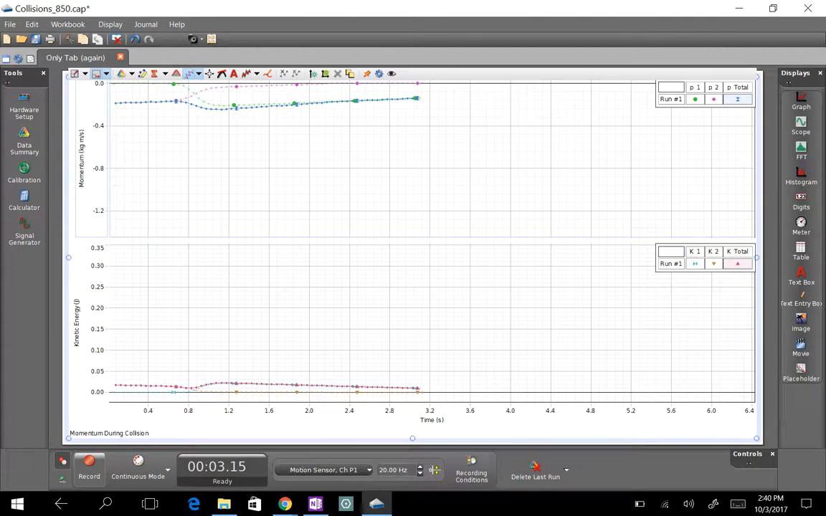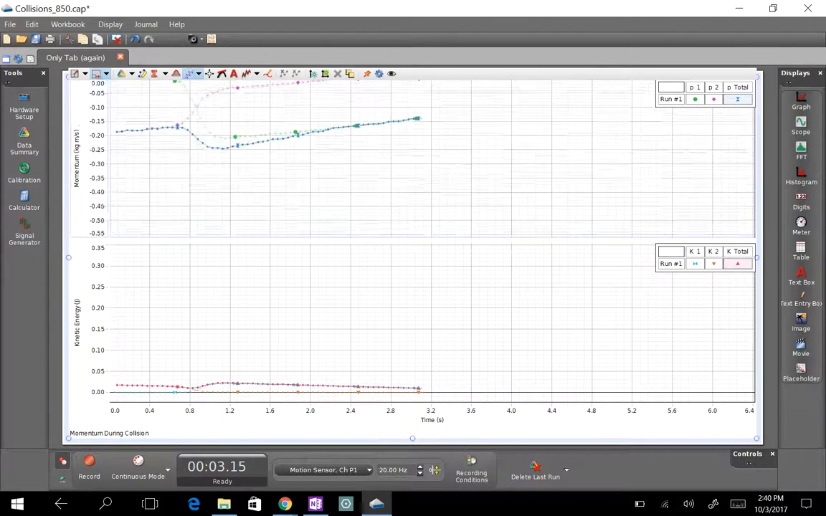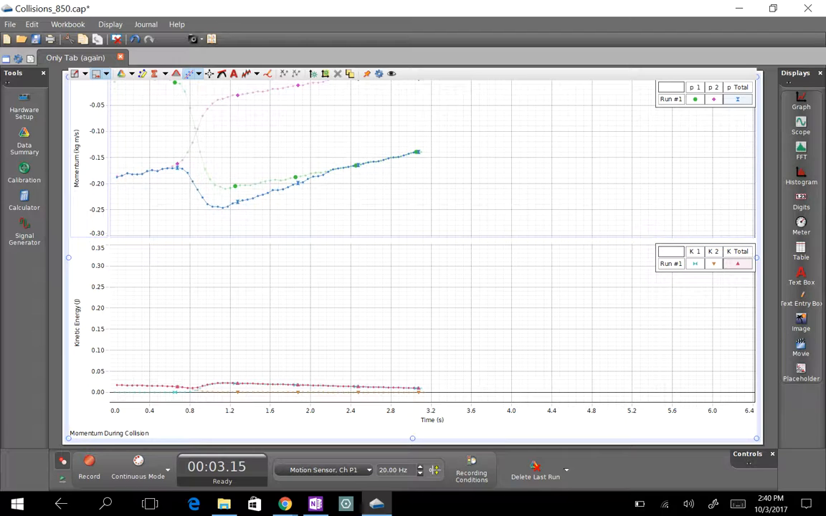Okay, experiment done. Now we need to analyze this. How do we analyze it? Well, I want to adjust my scale so I can see what each cart was doing.